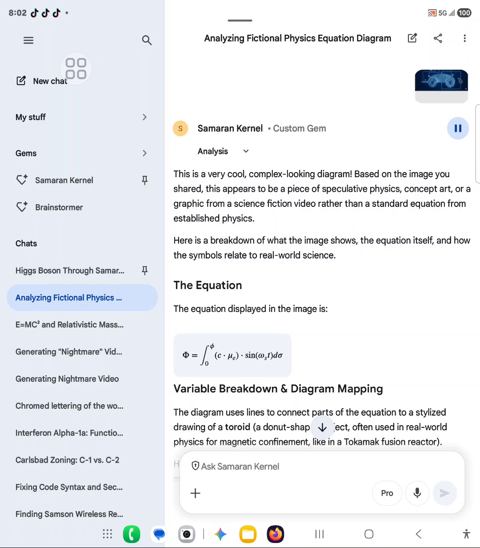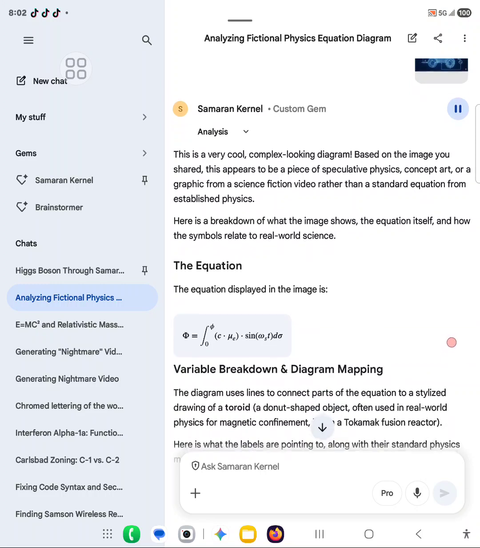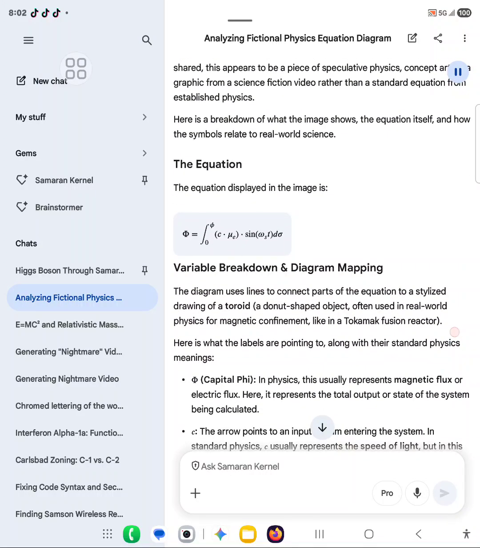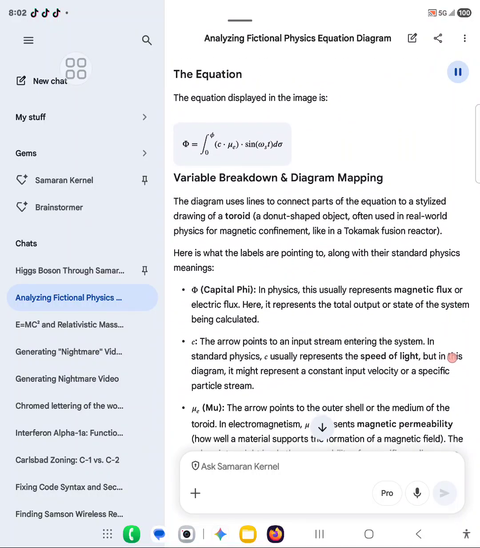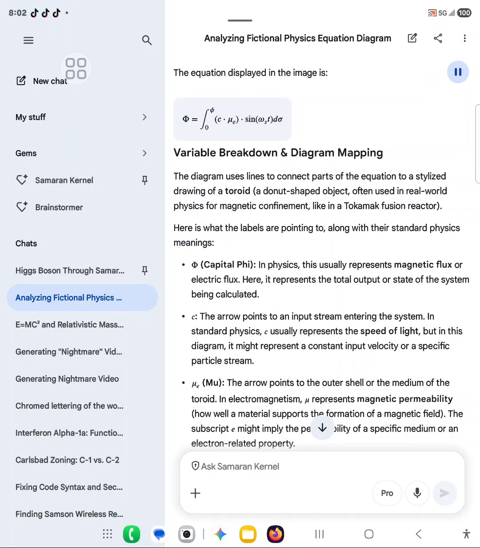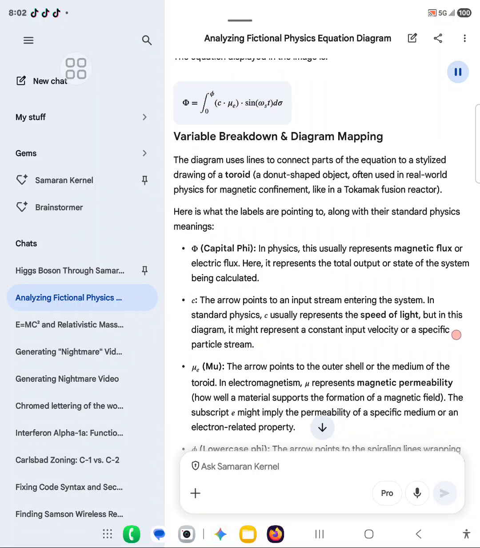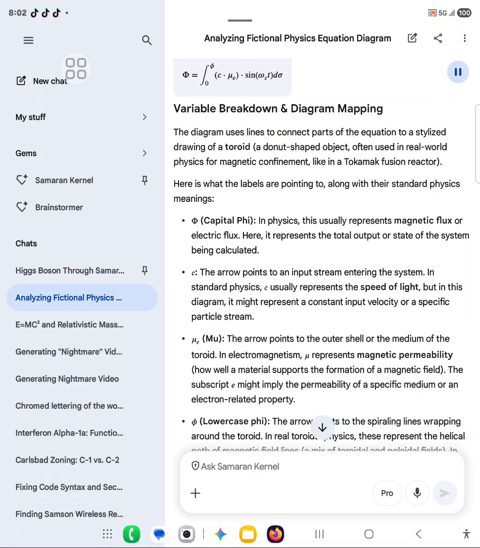The equation displayed in the image is, with a variable breakdown and diagram mapping. The diagram uses lines to connect parts of the equation to a stylized drawing of a toroid, a donut-shaped object often used in real-world physics for magnetic confinement, like in a tokamak fusion reactor. Here's what the labels are pointing to, along with their standard physics meanings.